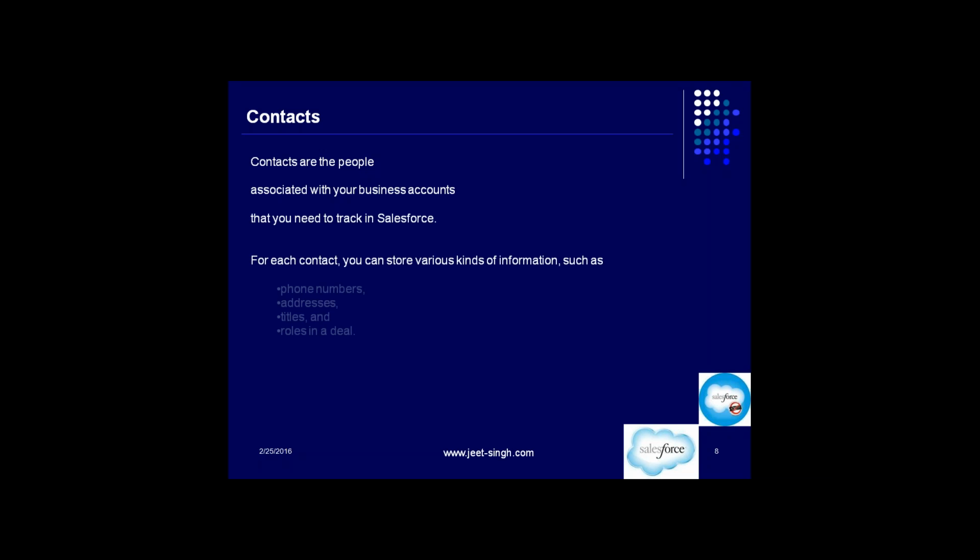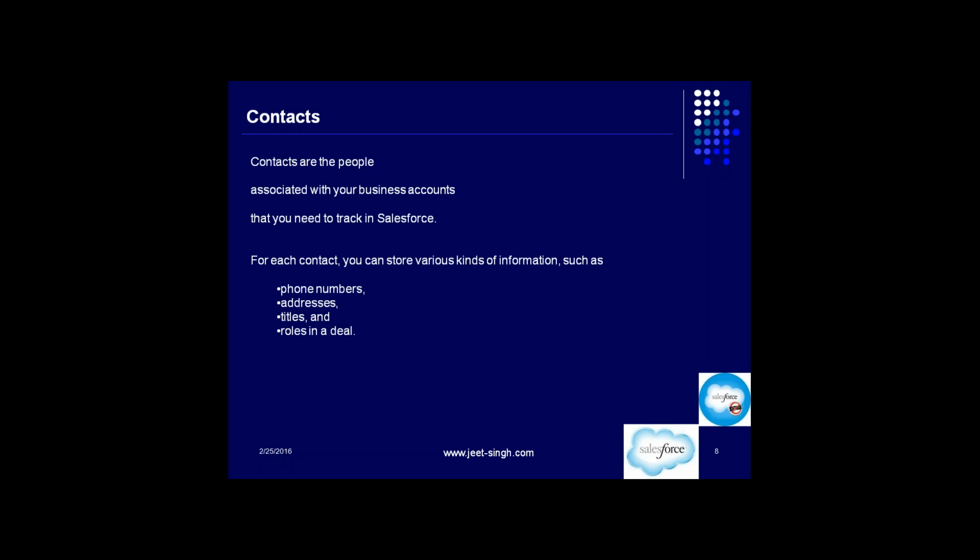So contacts are the people. We just saw the contacts tab. So in that tab, we are supposed to store the contact details. What are contacts? Contacts are the people associated with your business accounts that you need to track in Salesforce. For each contact, you can store various kinds of information, such as phone number, address, title, and roles and fields.